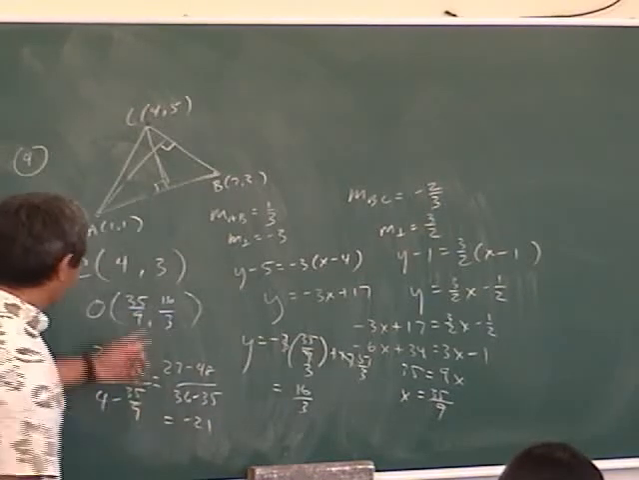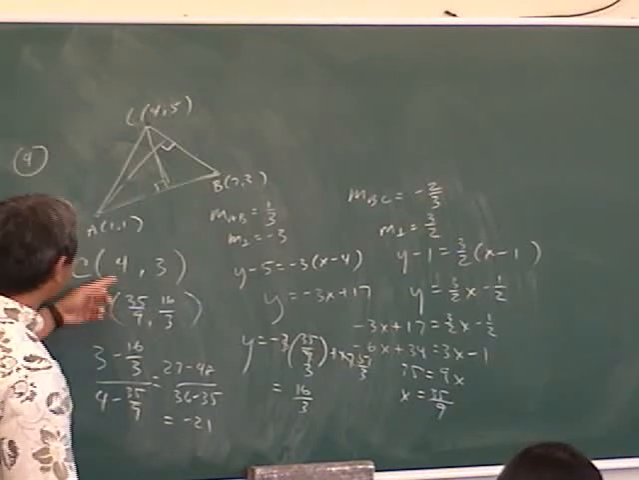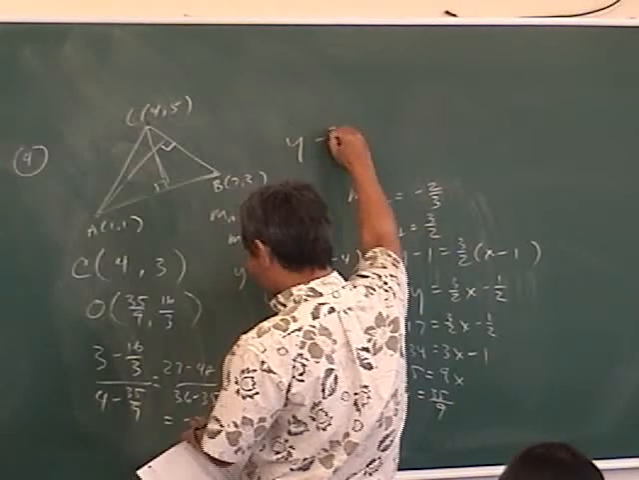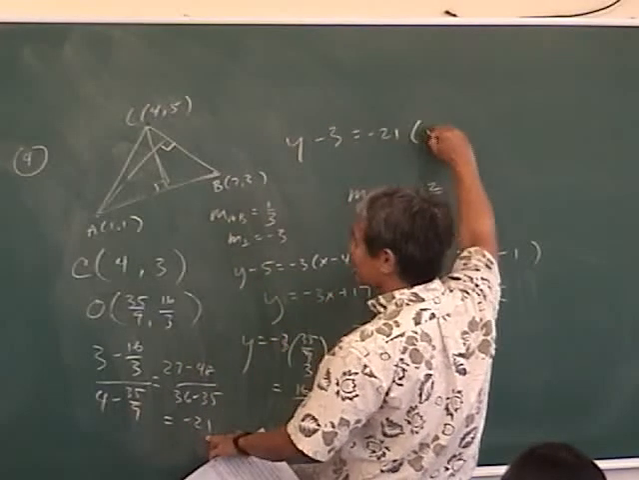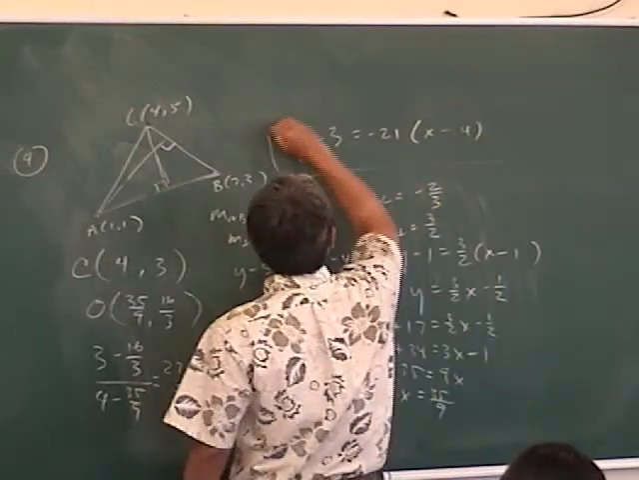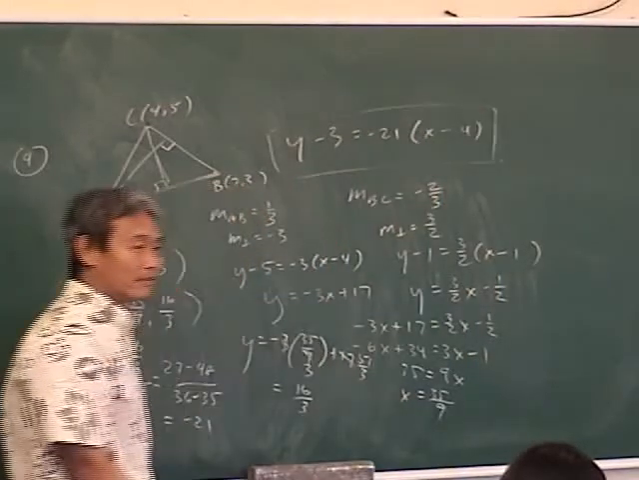Pick one of these points. Which one is easier to work with? I think this one, yeah? So y minus 3 equals -21 times x minus 4. This is Euler's line right there.